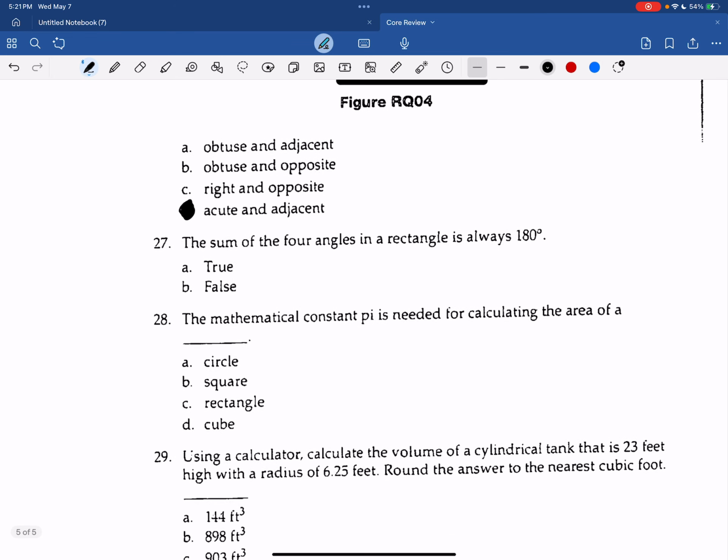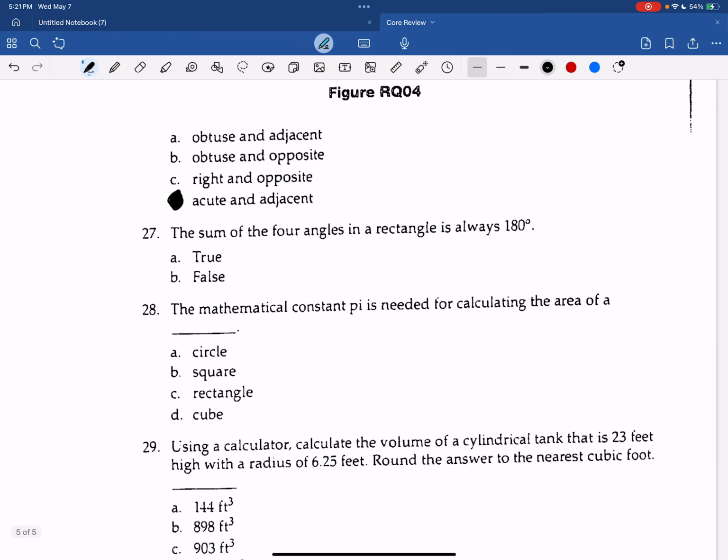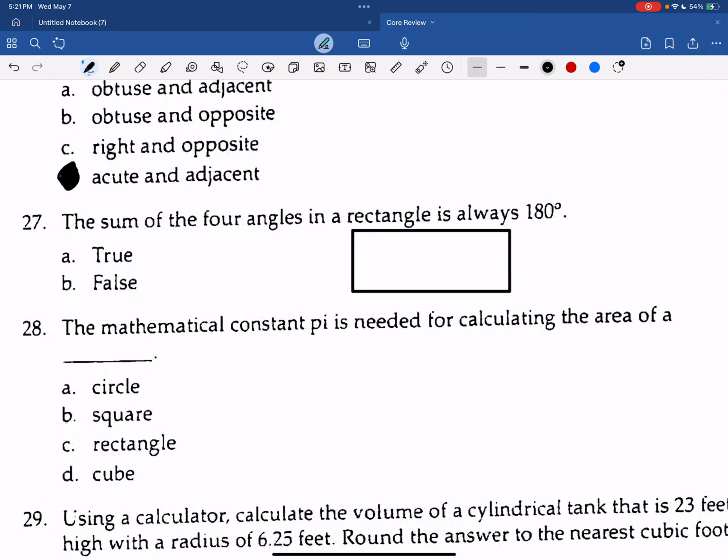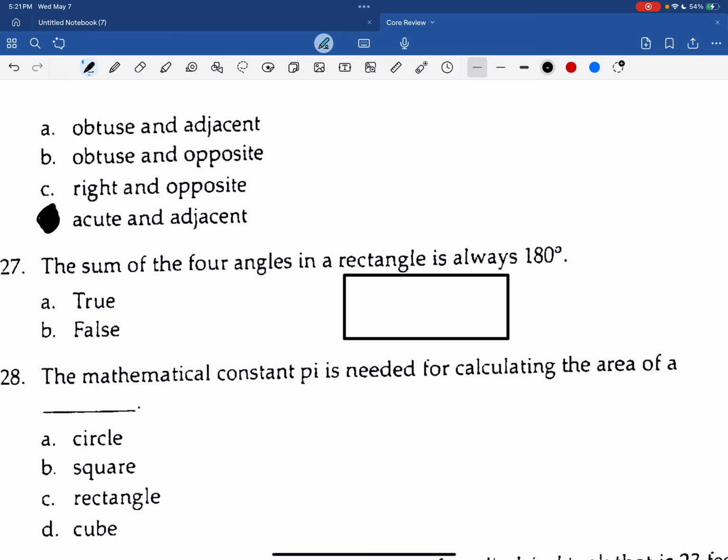All right, number 27. Be careful with this one. The sum of the four angles in a rectangle always add up to 180. And if I can draw a rectangle, I'll show you what we're looking at here. Okay, that's a rectangle, even though it's tilted a little. But let's count. We have 90 there, and 90 there, and 90 here, and 90 here.